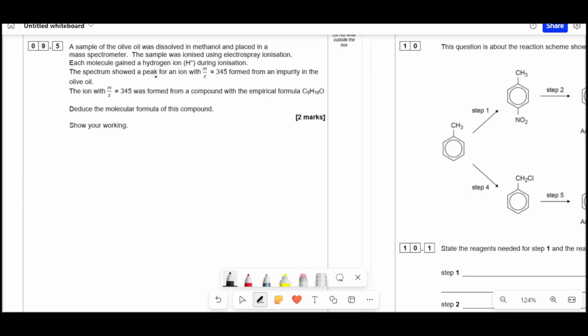So a sample of the olive oil was dissolved in methanol and placed in a mass spectrometer. The sample was ionized using electrospray ionization. Each molecule gained an H plus ion during this. The spectrum showed a peak for an ion of m/z 345 from the vanillin purity of this olive oil.